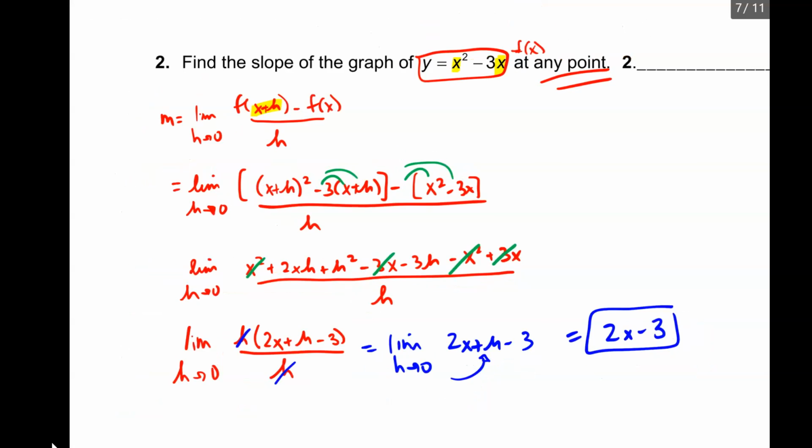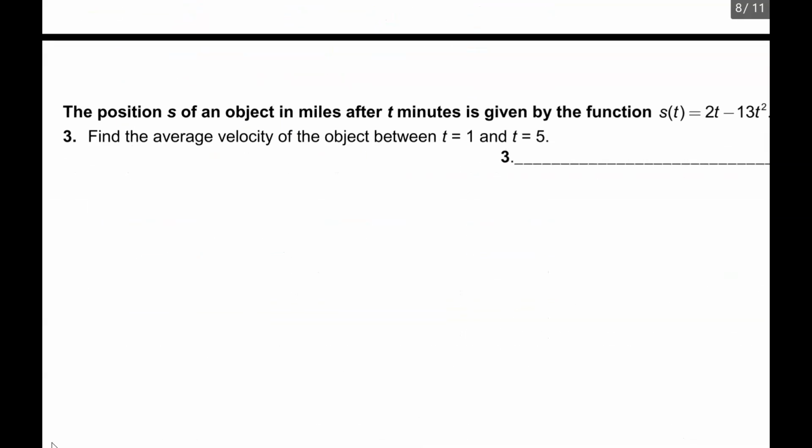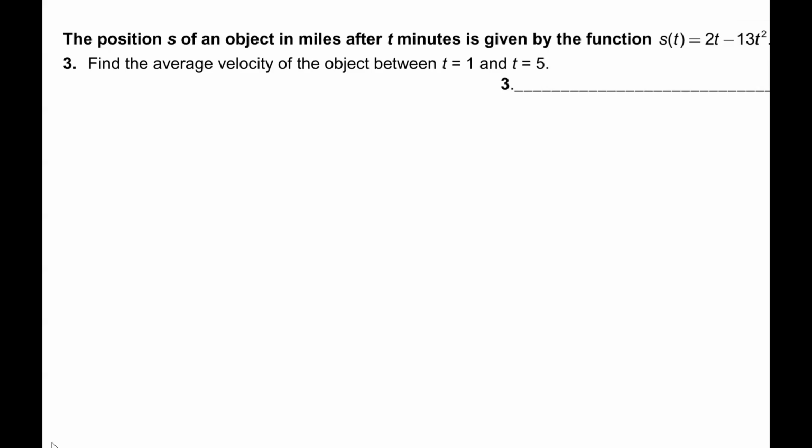There is a shortcut way of finding the derivative using the power rule, which some tutors taught people last year, but that's not the point of this lesson. Using the basic definition of a derivative is the point of the lesson, and this is how I want you to do it. All right, the position s of an object in miles after t minutes is given by this function. Find the average velocity between time 1 and time 5.